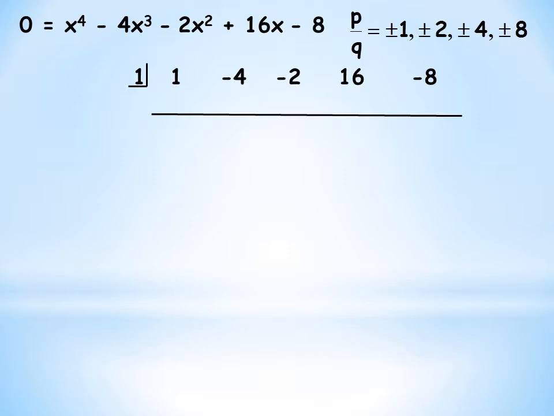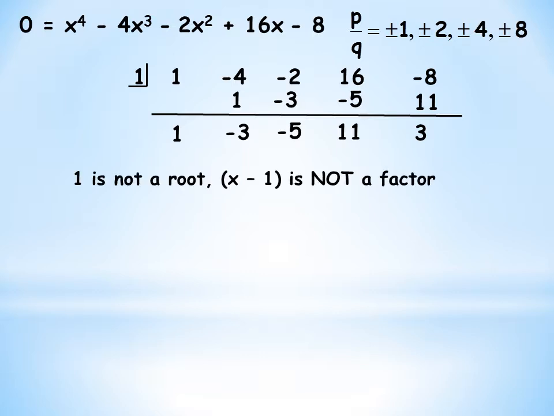I'm going to start with positive 1. I'll bring down the 1, I'll multiply, I'll add, and repeat through to the end. I don't really care what this last number is. If it's anything except a 0, then I know that 1 is not a root. I'll cross that one off my list and I'll continue on.